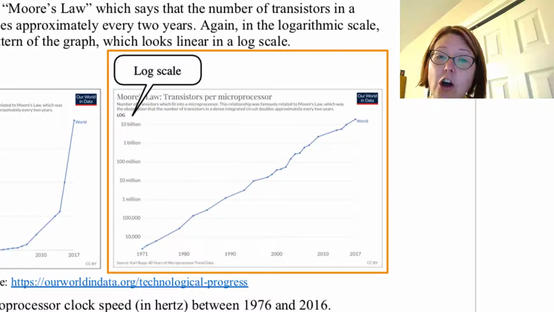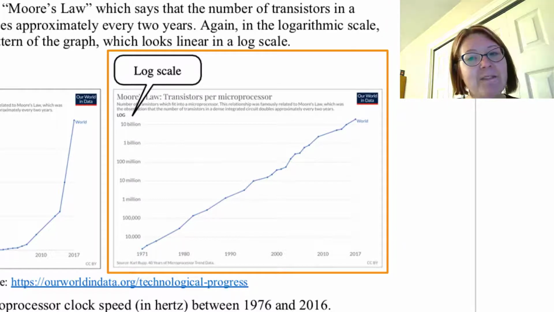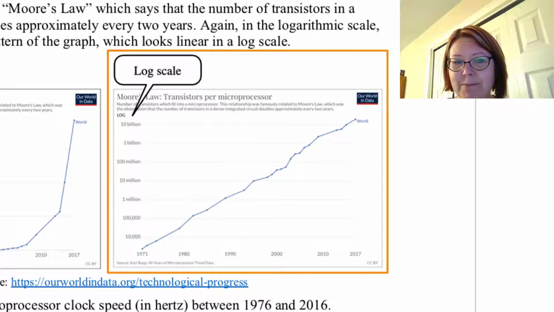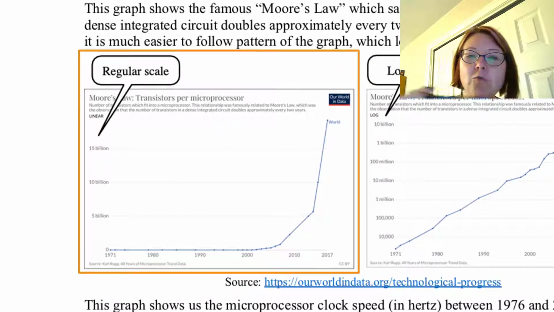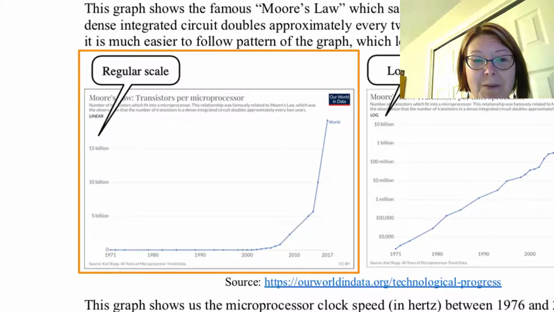Now, that's a log scale. And on a log scale, Moore's law looks delightfully linear. And we can see a very nice pattern of linear increase. But if we used a regular linear scale instead, we would be counting up to 20 billion, going by 5 billion, 10 billion, 15 billion. And in this linear scale graph, we can clearly see the exponential nature of Moore's law.